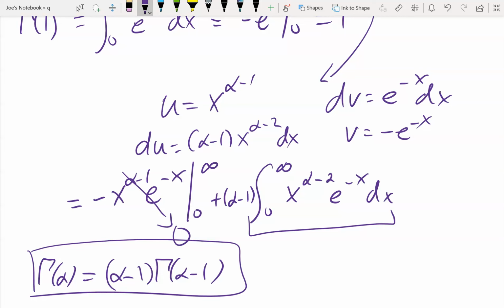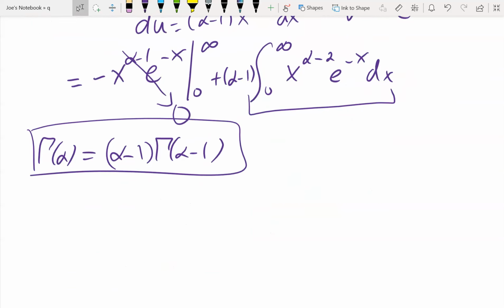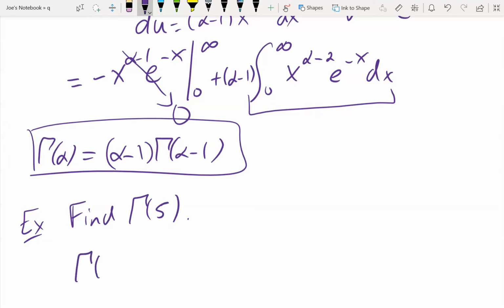So in fact, as an example, say I ask you to find gamma of 5. Well, according to this formula we just found, what's playing the role of alpha here? 5. So I plug in 5. So what's that going to equal according to the formula? 4 times gamma of 4, right? What's gamma of 4?